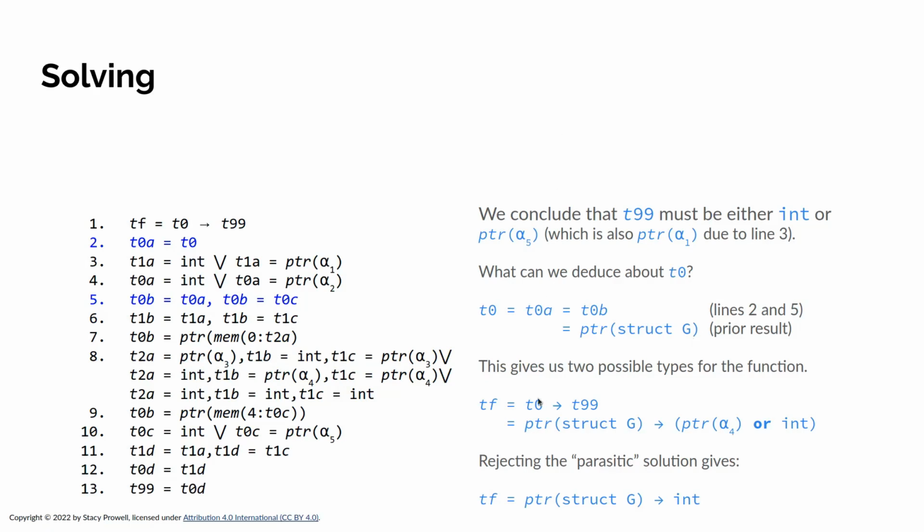So we have two possible types for the function. The type of the function could be, if this is what we had, and we know that T0 is this, and we know T99 is one of these two cases right here. If I choose this case, then I don't shed much light on anything. I take a pointer to a structure G, and I return a pointer to some other thing that I haven't specified. That's terrible. I don't want that. Or I return an integer.